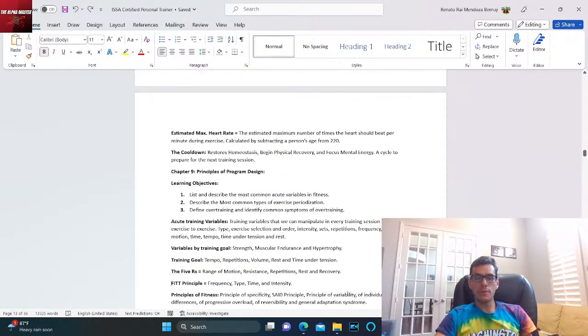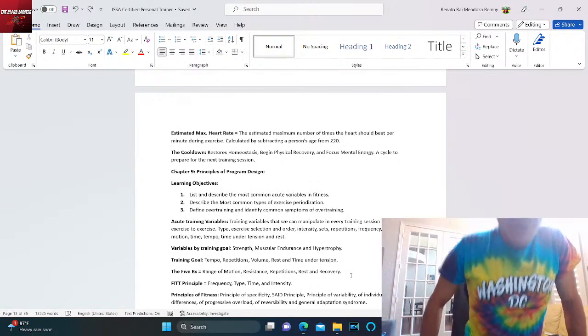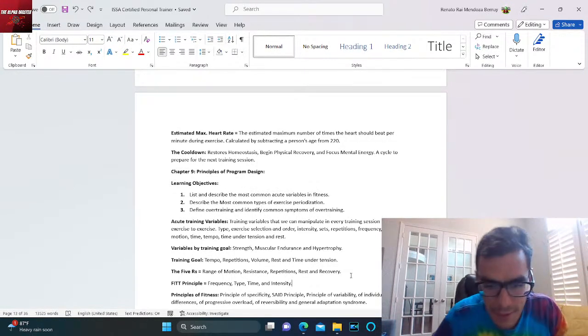The FIT principle is going to be frequency, intensity, type, and time. That's the FIT principle: frequency, intensity, type, and time.